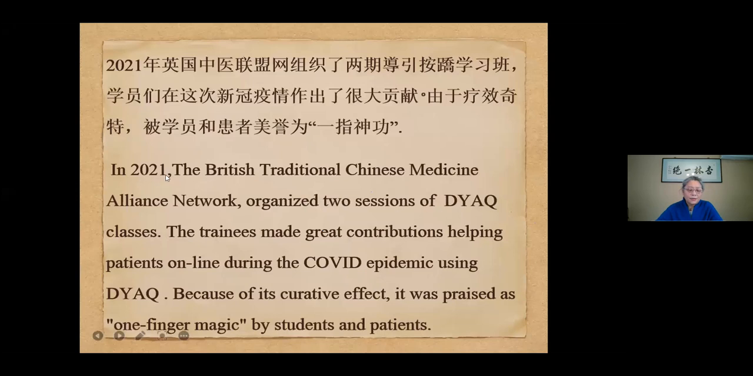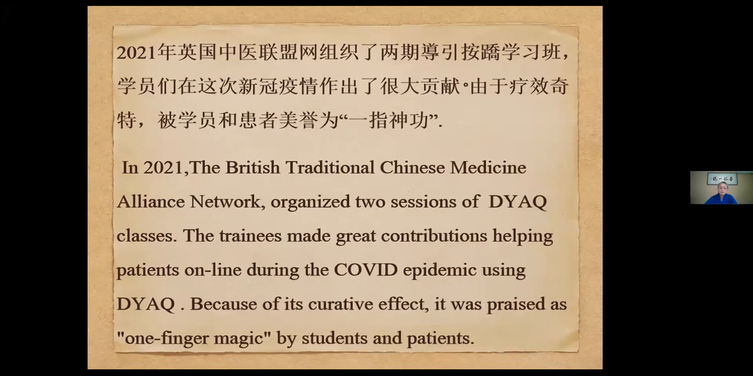In 2021, the British Traditional Chinese Medicine Ally Network organized two sessions of 导引按跷 classes. The trainees made great contributions helping patients online during the COVID epidemic using 导引按跷. Because of its curative effect, it was praised as one finger magic by students and patients.